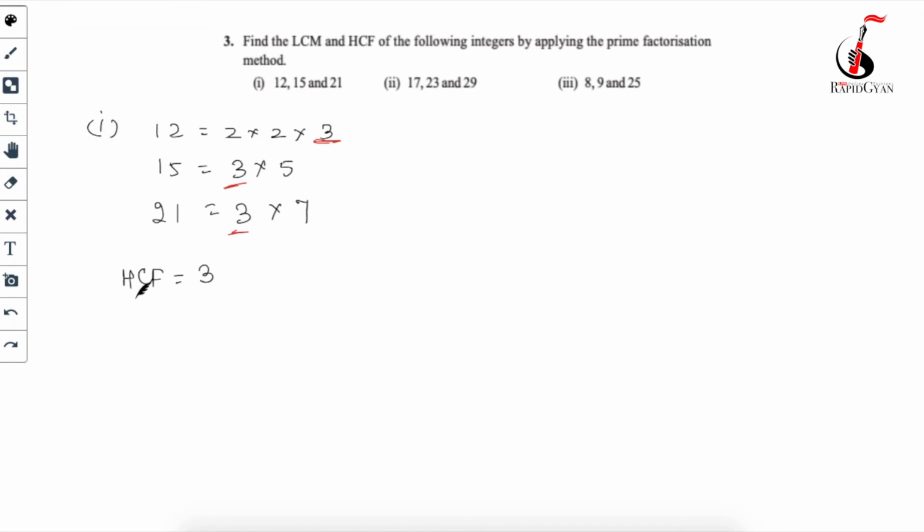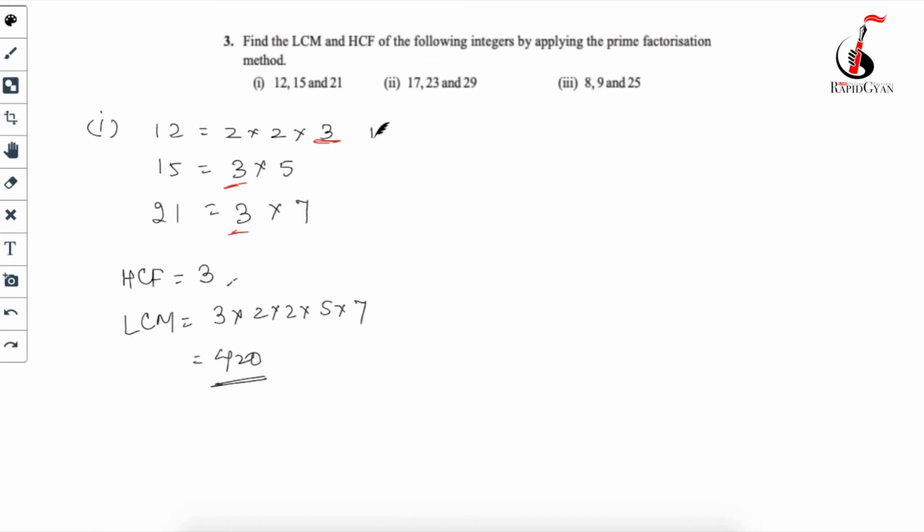Now if I go and find the LCM, what the LCM says is that I will write the common factor just one time, which is 3, and the remaining factors, which are 2 times 2 times 5 times 7. So 5 times 2 is 10, 3 times 10 is 30, 30 times 2 is 60, 60 into 7 is equal to 420. So that's your answer.